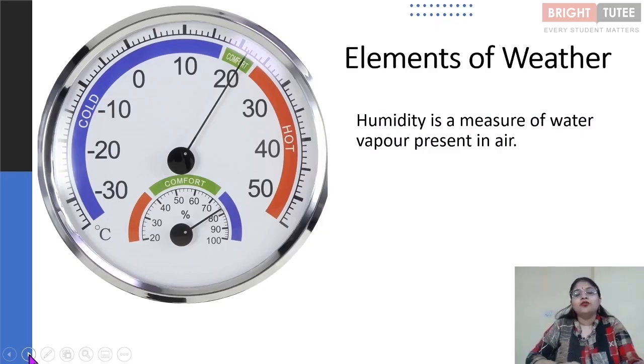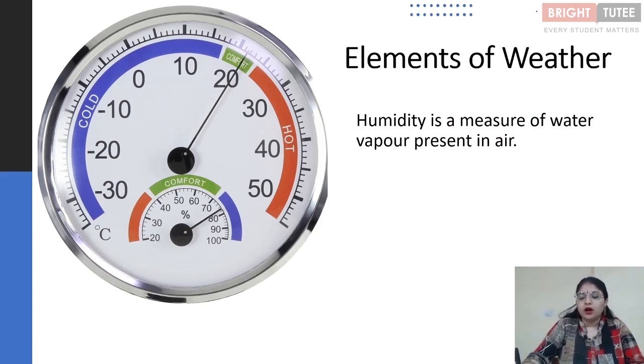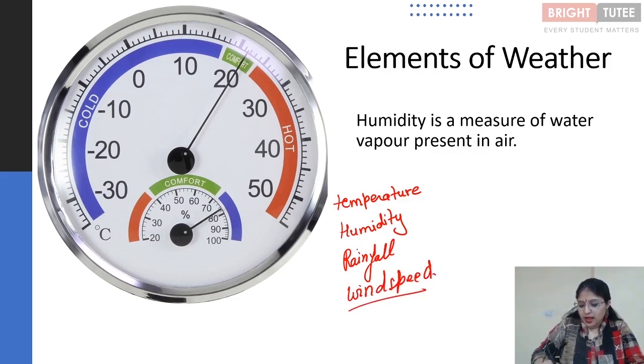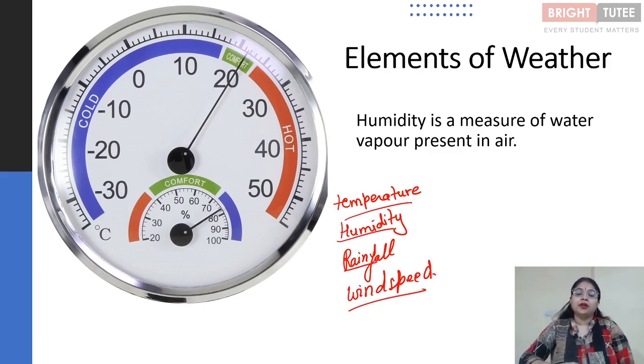Right? Now let's talk about the elements of weather. What do we know about the elements of the weather? There are basically four elements of the weather. First is temperature, then you have humidity, you have rainfall and wind speed. So these are the elements that are measured, so that you can predict the weather.